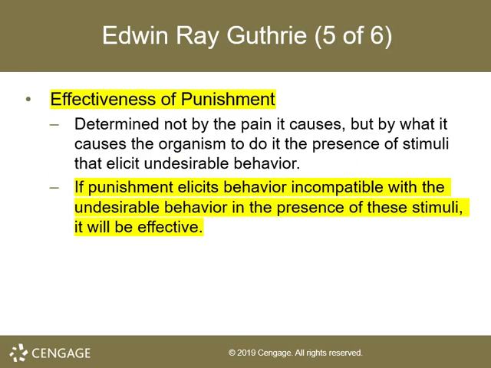The effectiveness of punishment, per Guthrie, is determined not by the pain it causes, but by what it causes the organism to do in the presence of stimuli that elicit undesirable behavior. So, determined not by the pain it causes, but by what it causes the organism to do in the presence of stimuli that at one time elicited that undesirable behavior. So if punishment elicits behavior incompatible with the undesirable behavior in the presence of these stimuli, it will be effective.